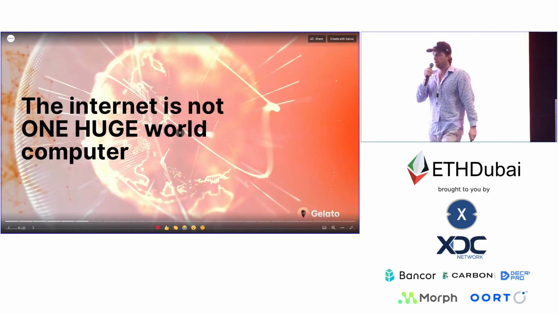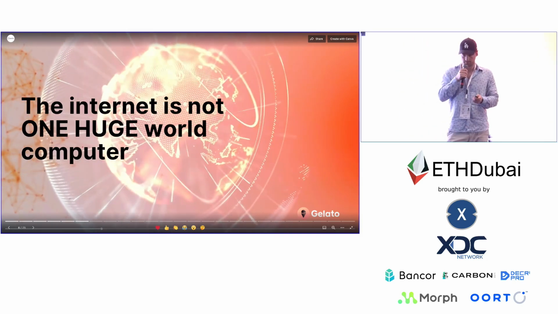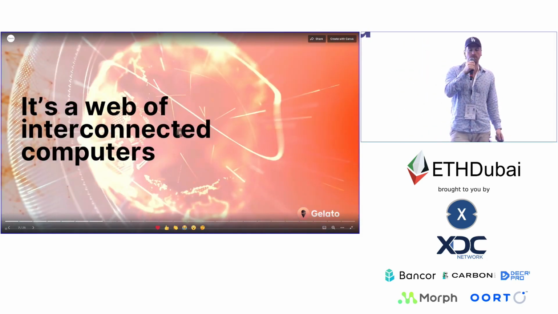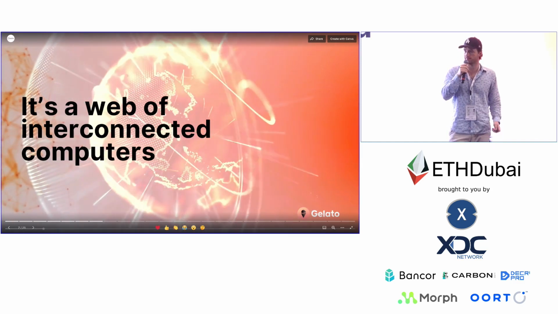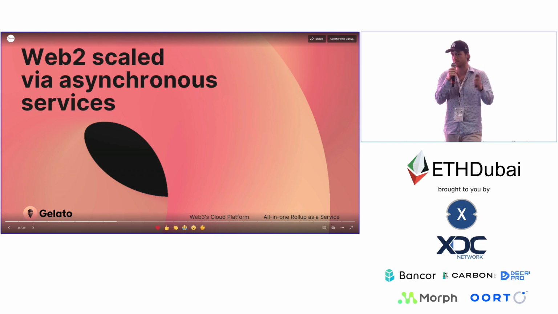So the key takeaway here is that the internet is not one huge world computer. Actually, it's a web of interconnected computers. And Web 2 scaled via asynchronous services. So most of these services, even your own application, the instances that you run, they talk to each other usually via asynchronous interfaces, HTTP, all of these protocols. So asynchronous services were very key to the scaling benefits here.